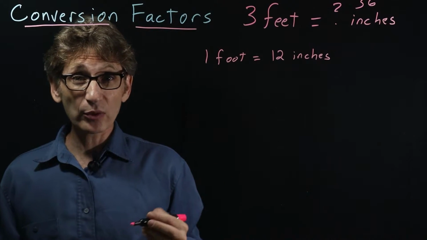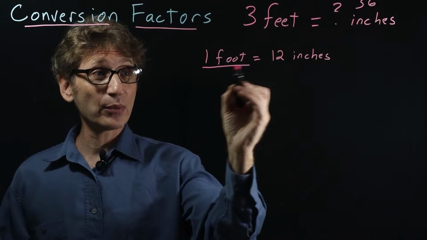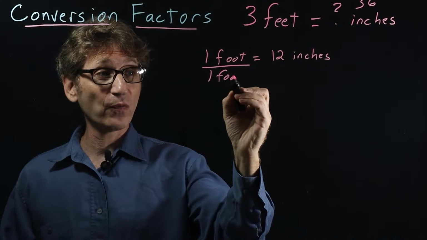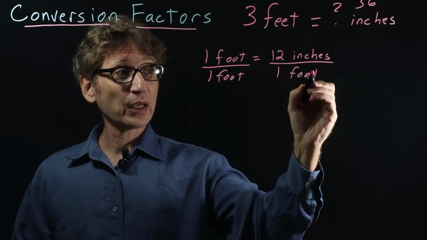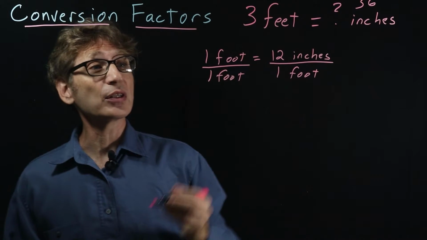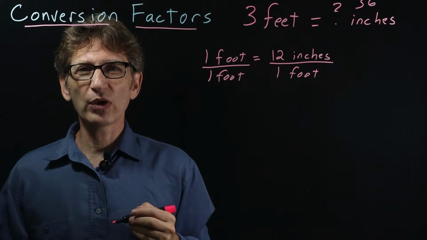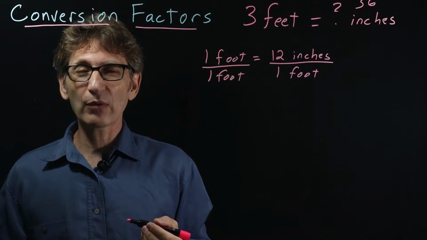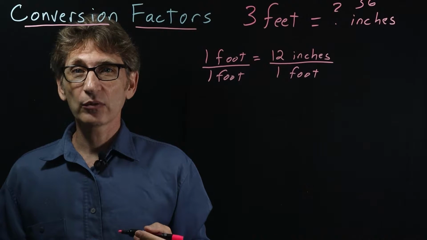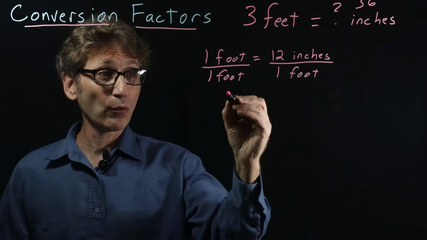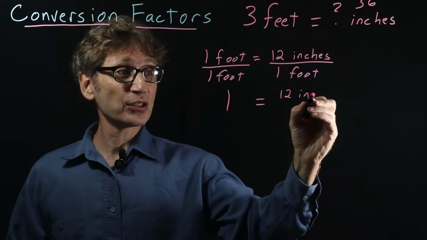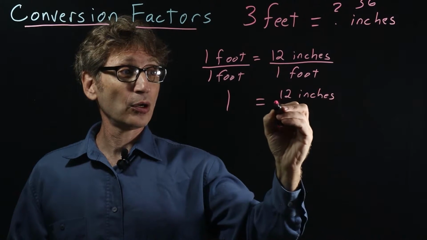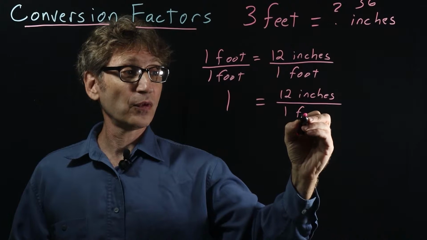Now I'm going to do a little bit of algebra here just by dividing both sides of the equation by 1 foot. And now I get an interesting occurrence. 1 foot divided by 1 foot. Well, 1 foot divided by 1 foot, that's 1. When you divide something by itself, you get 1. So 1 equals 12 inches over 1 foot.